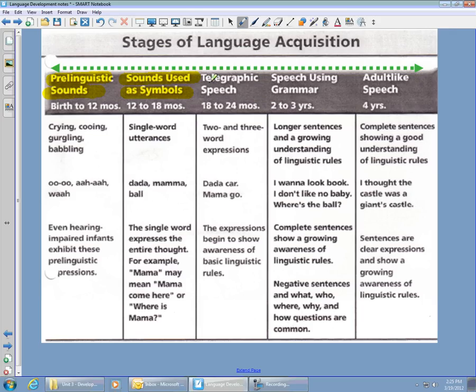Between 18 and 24 months is when telegraphic speech is being developed. That is those short 2 and 3 word combinations that show the beginning of an awareness of some of that grammar. From age 2 to 3, they are working on the grammar and developing more and more awareness of some of those rules. And then from 4 on up, it says is adult-like speech. Obviously, a 10-year-old is going to have much better language than a 4-year-old, but over time, we're just adding to what we already know.